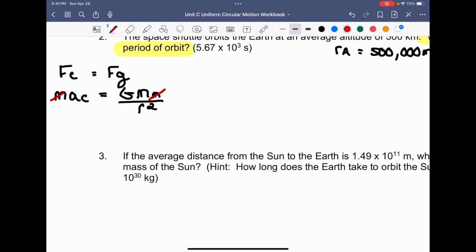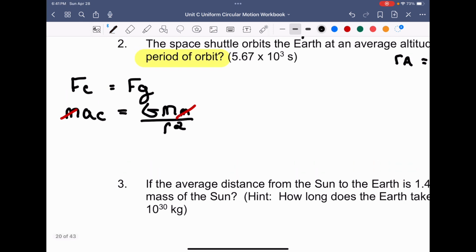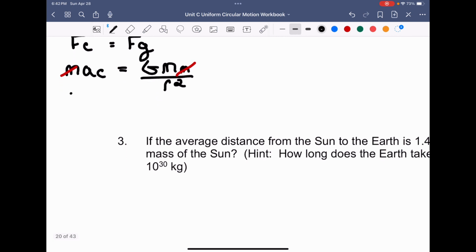Then what we're going to do is classify our AC, because on your formula sheet you have two of them. We're not going to use the speed. This time we're going to use the one that involves period, which is equal to 4 pi squared multiplied by the radius divided by T squared. And this is equal to G M over r squared.